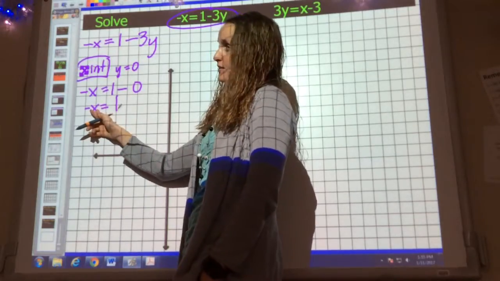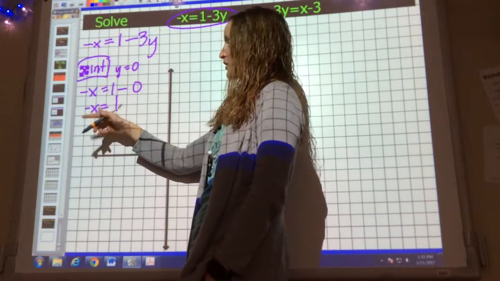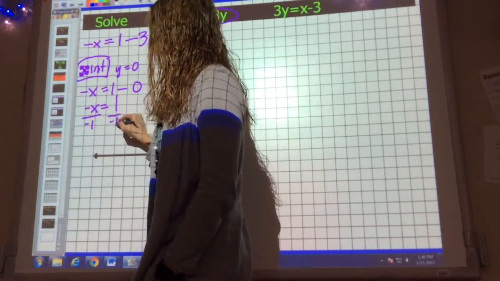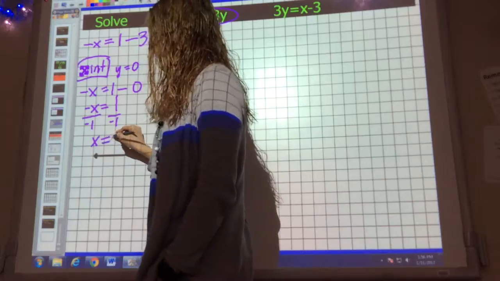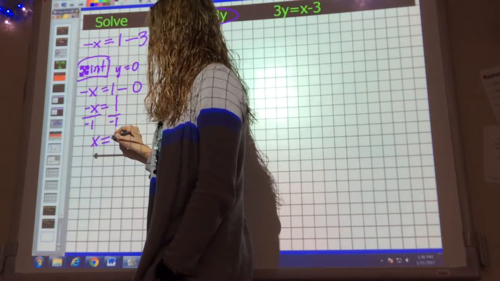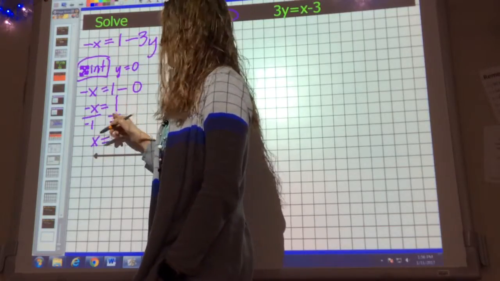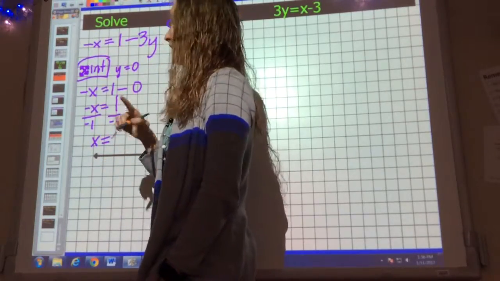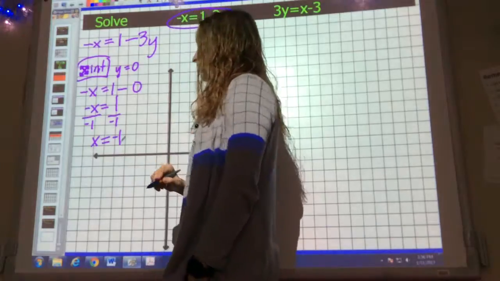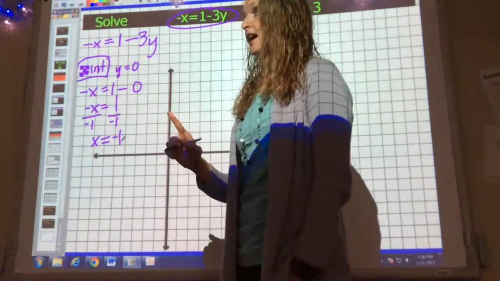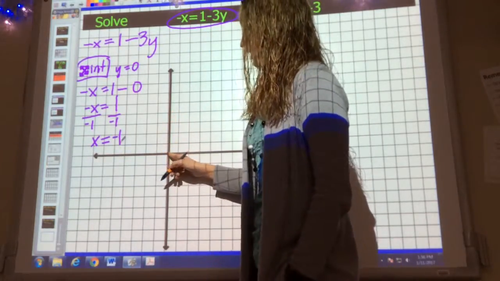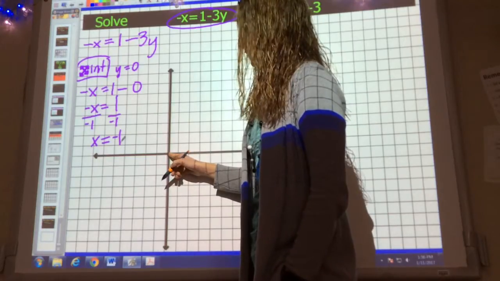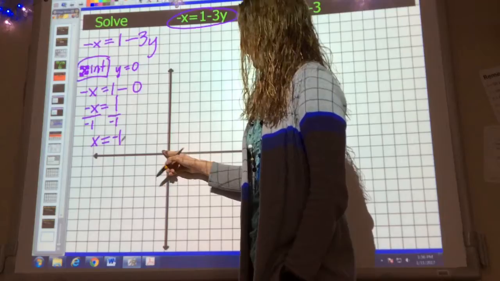What's actually in front of x? -1. How do we get x all by itself? Divide both sides by -1. And we just found out that our x-intercept is... what's 1 divided by -1? -1. Very good. So we can put our dot right where x is -1, and where's that? Over, to the left.